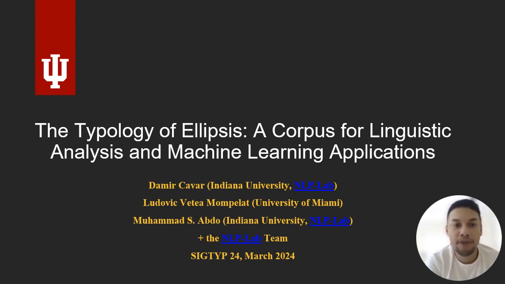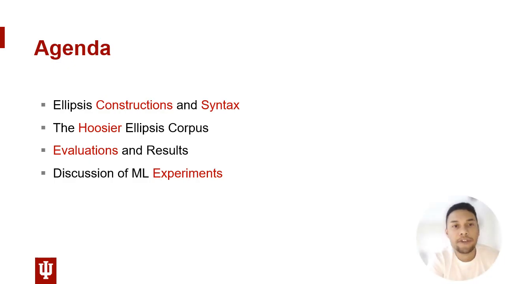Hello. Today I will be presenting the article, The Typology of Ellipsis, a corpus for linguistic analysis and machine learning applications. And just to give a brief overview of today's presentation, I'll be talking about ellipsis constructions and their syntax. I'll be talking about our Hoosier ellipsis corpus, some evaluations and results, as well as a discussion of machine learning experiments.